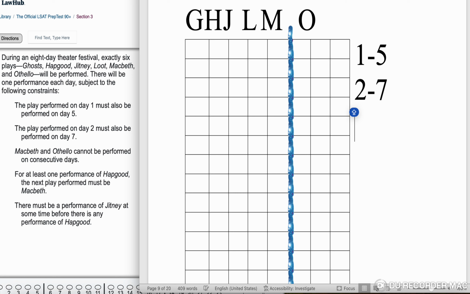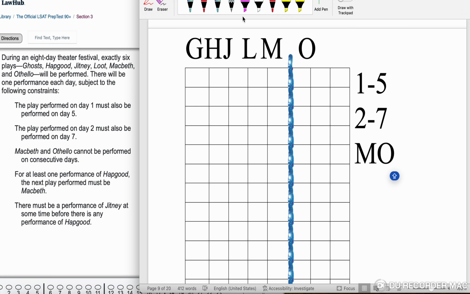M and O cannot be performed on consecutive days. So go ahead and put M O. Let's go ahead and draw it out.